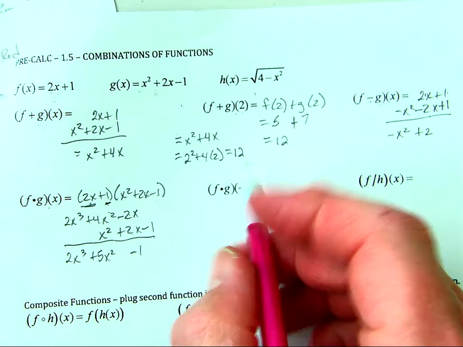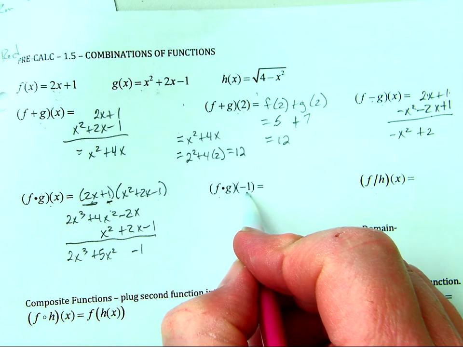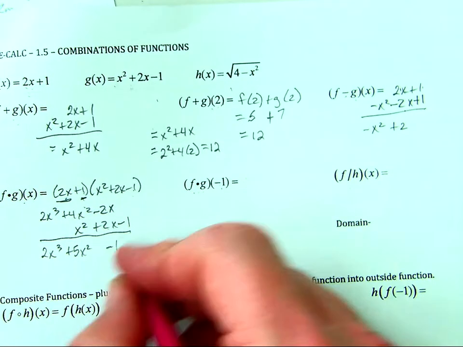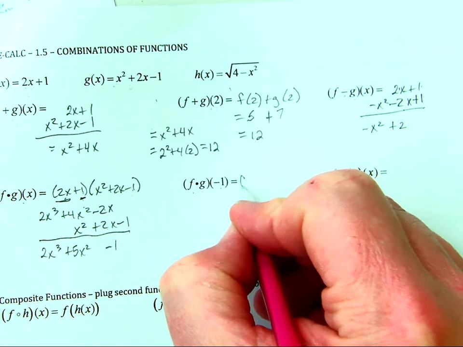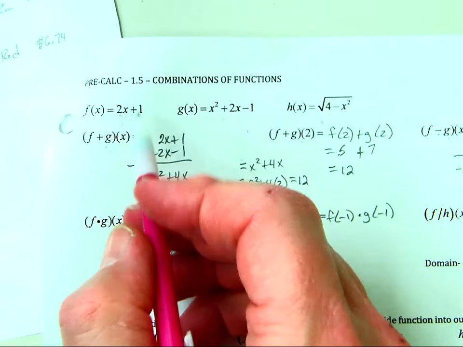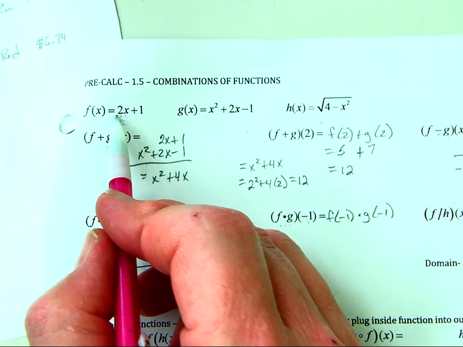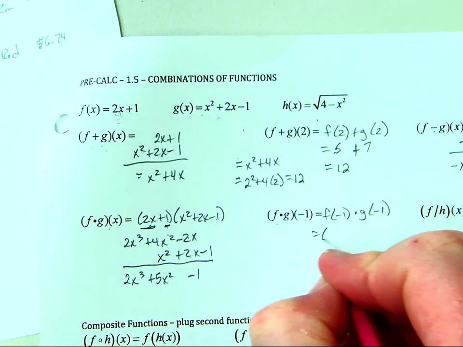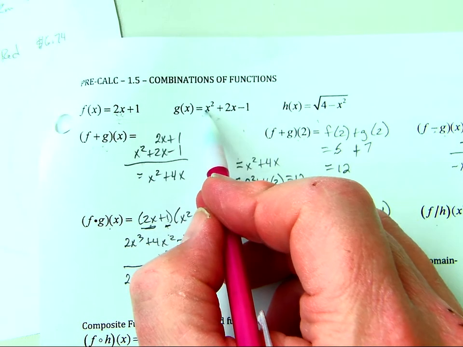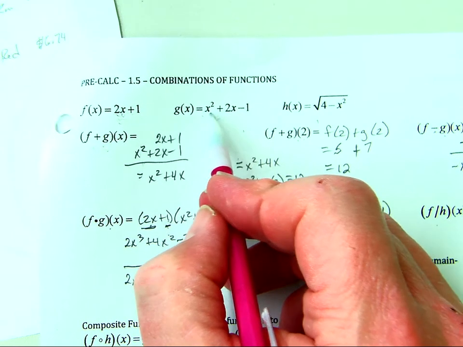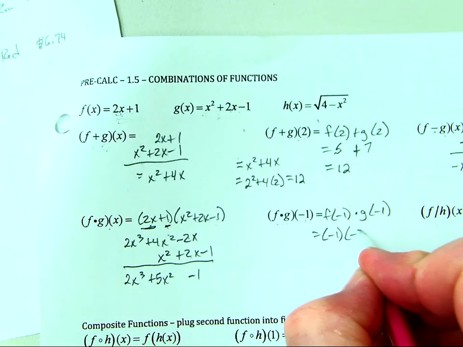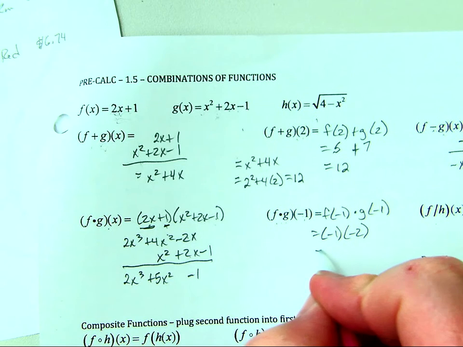And this is one where it's much easier, like here, when we want f times g of negative 1, to plug it into each one. Because then we wouldn't have had to do all this, if that's all they asked us. So we're going to find f of negative 1 times g of negative 1. So f of negative 1, we're putting negative 1 in here, so that'll be negative 2 plus 1 is negative 1. g of negative 1, if we plug negative 1 here, negative 1 squared is 1, plus 2 times a negative 1 is a negative 2, so 1 plus a negative 2 is a negative 1, minus 2, or minus 1 is a negative 2. Now we just multiply those together.